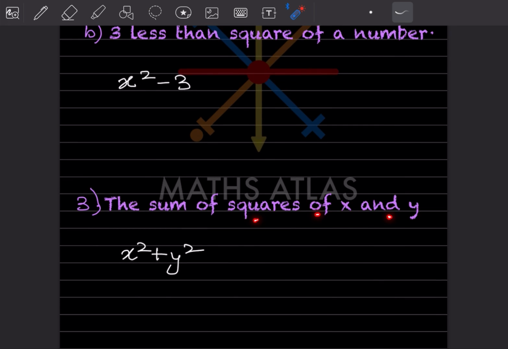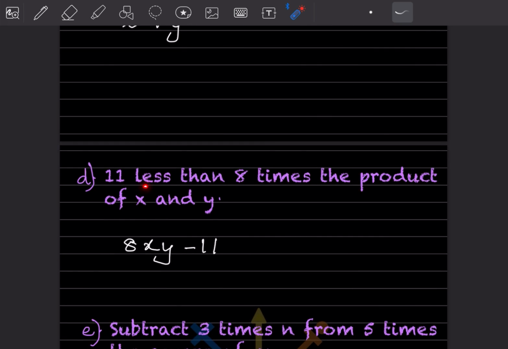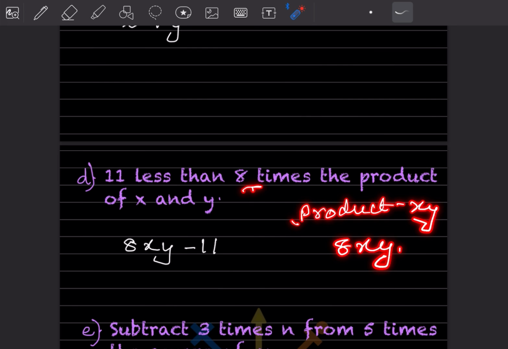Sum of squares of x and y. So if you are taking the square of x and y, that is going to be x square plus y square. Sum means you have to add it. 11 less than 8 times the product of x and y. The product of x and y is going to be xy. So 8 times means 8xy, and 11 less means minus 11.